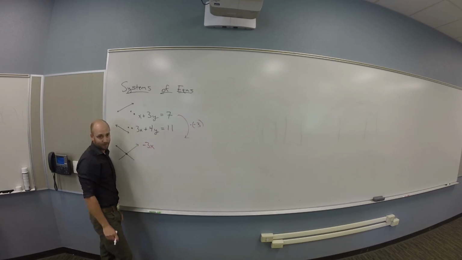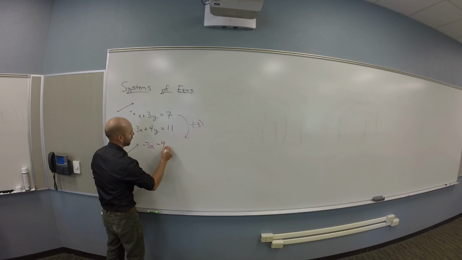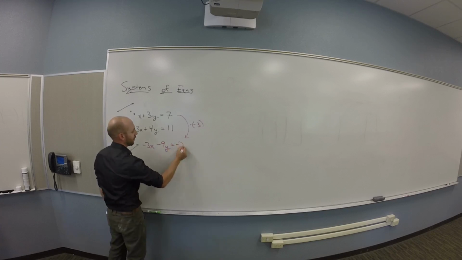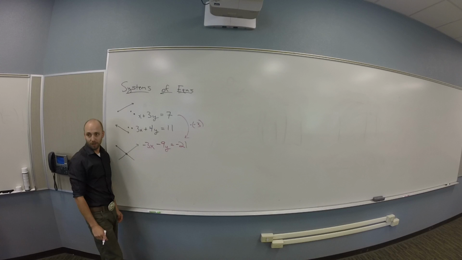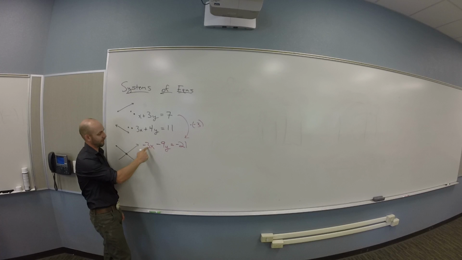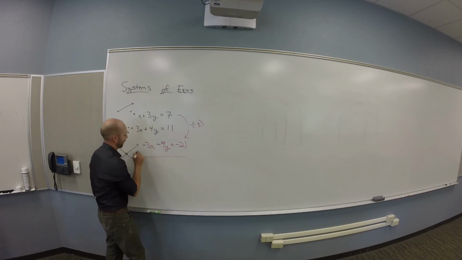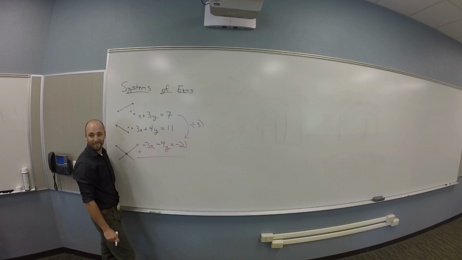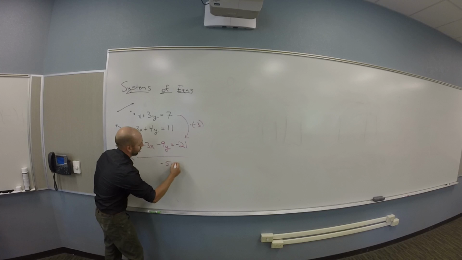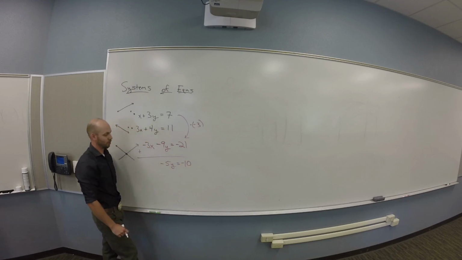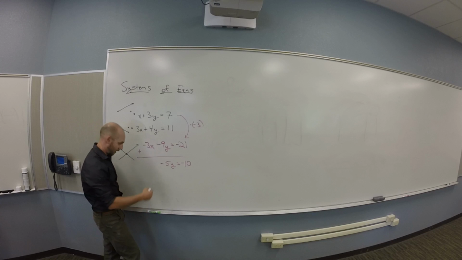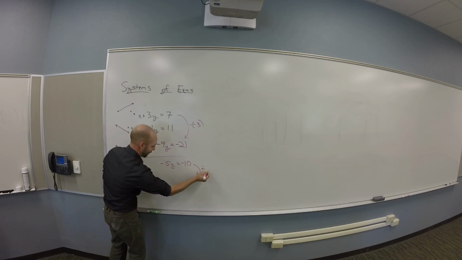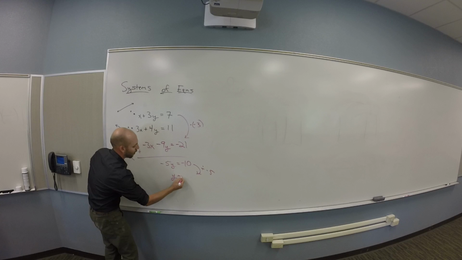I'll do the first one. -3x. What else do you get? -9y = -21. Okay, then what do you do? Add those together. So I'm going to take this and this, add them together. Right? I'm going to get what? -5y = -10. Okay, cool. Then I'm going to divide by -5. So I'm going to get y is 2.